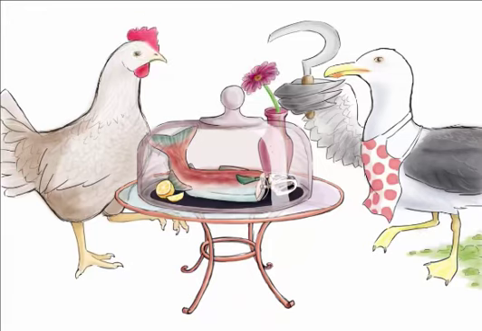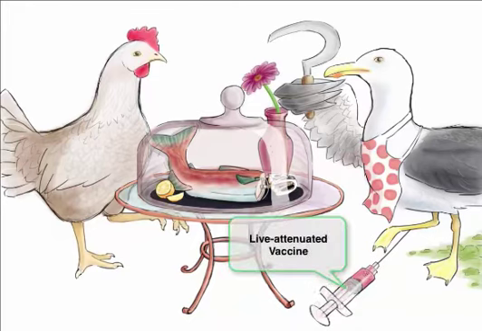Salmonella typhi also has a live attenuated vaccine. We'll draw this syringe and it'll be sticking the leg of the seagull. This should remind you that it's Salmonella typhi and not Salmonella enteritidis that has the vaccine.